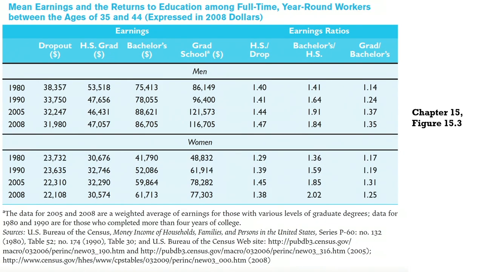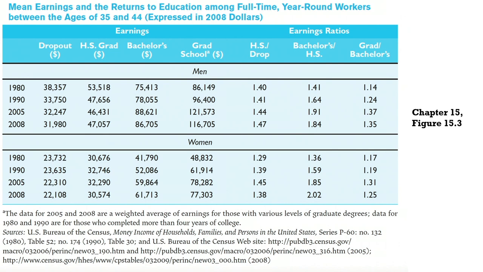Now, let us look at this second table here. This table displays mean earnings and the returns to education among full-time year-round workers aged 35 to 44, expressed in 2008 dollars from 1980 to 2008. And this table is divided into earnings for different education levels. You have dropouts, high school graduates, bachelor's degree holders, and grad school, meaning post-graduation and above, in the context of the US. And then there are corresponding earnings ratios.